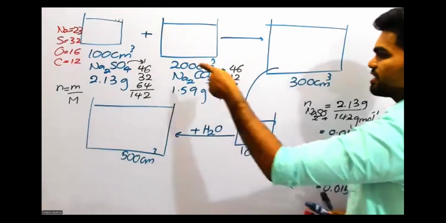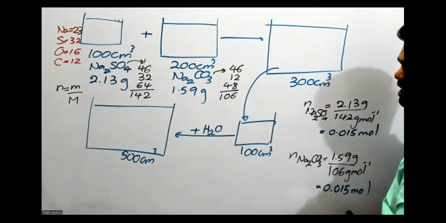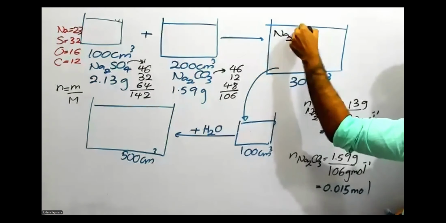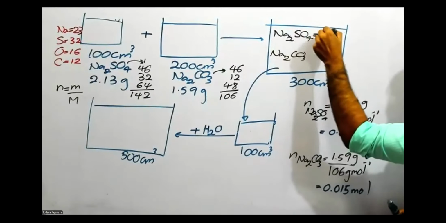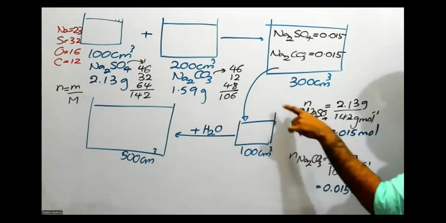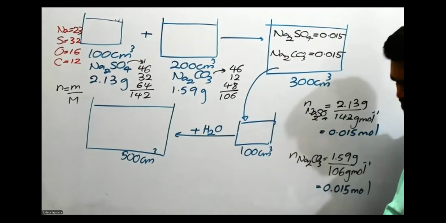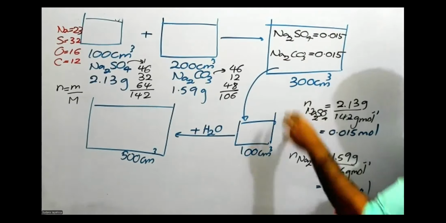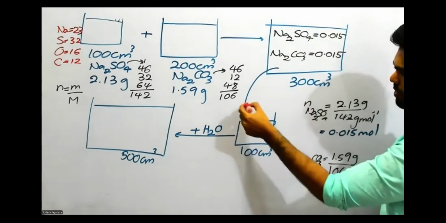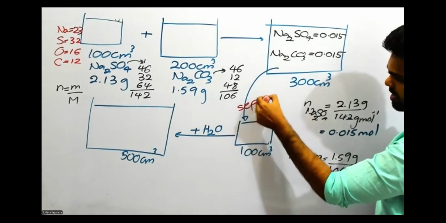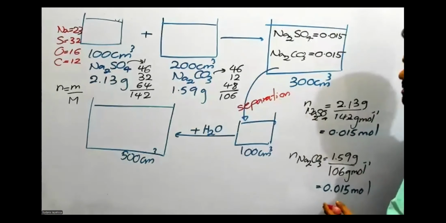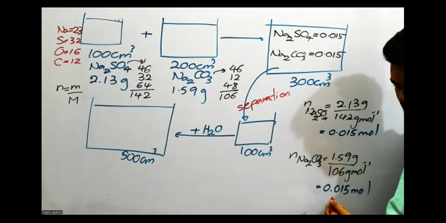It means in 100 cubic centimeter and 200 cubic centimeter, you have that number of moles. So after mixing, this solution will contain both the compounds. From this one, you have 0.015. From this one also, you have 0.015. But you can see here, they are taking only 1/3 of that. In our theory lesson, we call this taking a small portion out of the total solution separation. Remember, it's a separation. So during separation, what will happen? Number of moles will be decreased, isn't it?